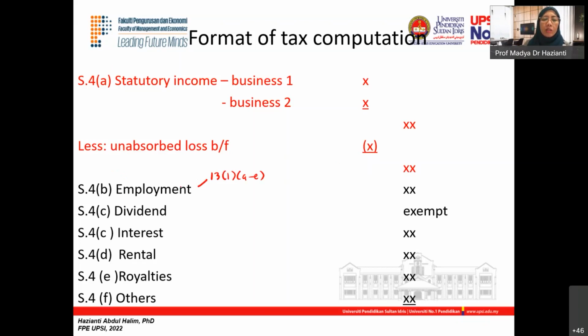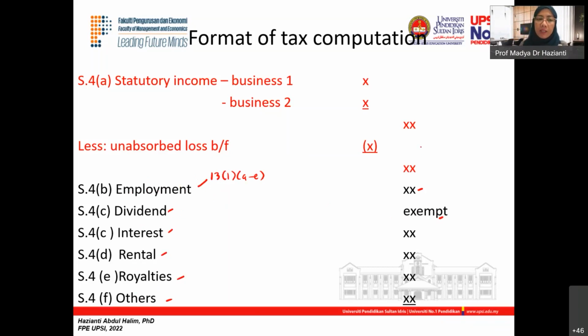Okay, so you start with, let's say, a person who has employment income. So we put all his employment income. And then they might have dividend, interest, rental, royalties, others. I want you to present your answers in this sequence, and this is the amount. If it is dividend, I directly put exempted here, because most dividends are exempted.